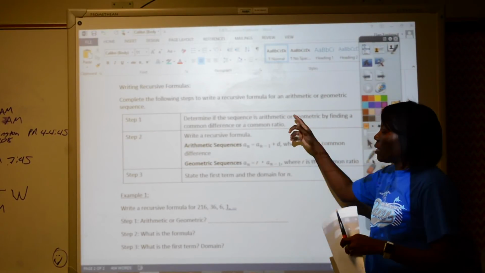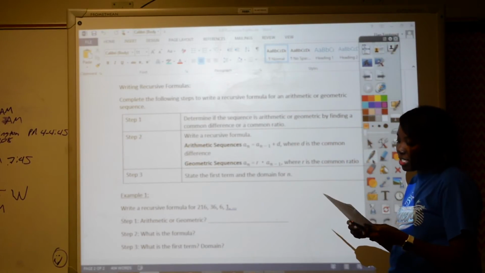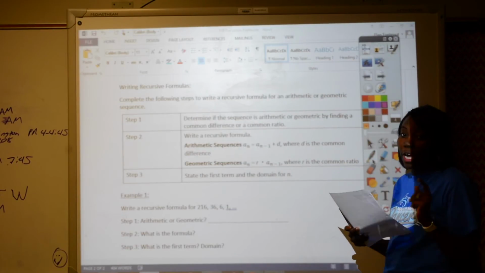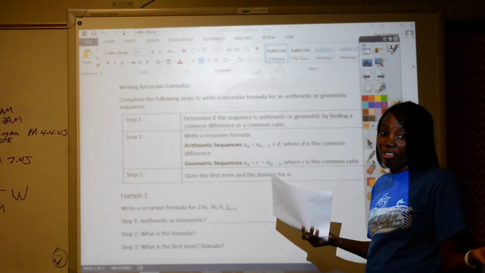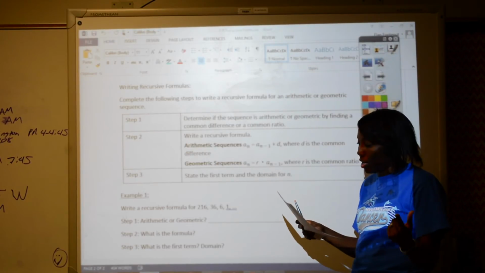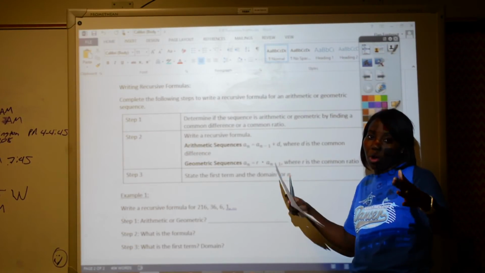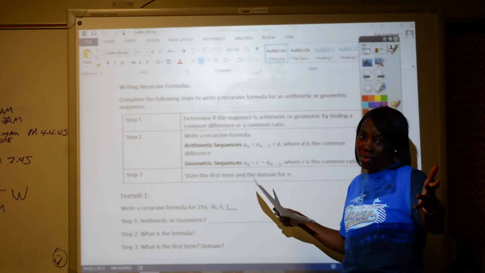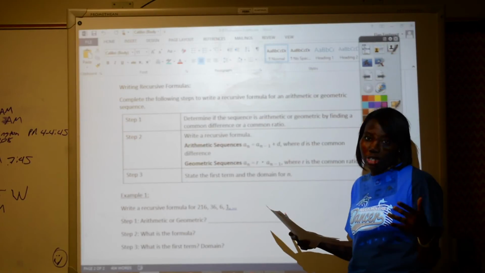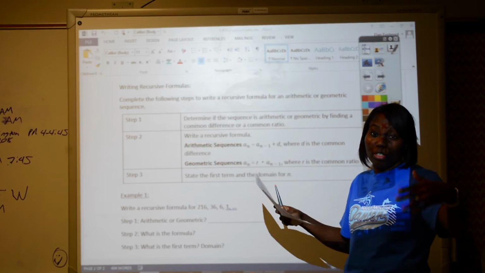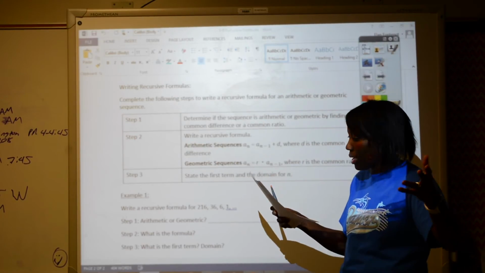Writing the recursive formula. It says to complete the following steps to write a recursive formula for an arithmetic or geometric sequence. First, you have to determine if it's arithmetic or geometric. We learned that yesterday. Remember, arithmetic is going to be plus 1, plus 1, plus 1, or minus 1, minus 1, minus 1. That's a common difference. And then geometric will be times 2, times 2, times 2, or times 3, times 3, times 3, multiplication.